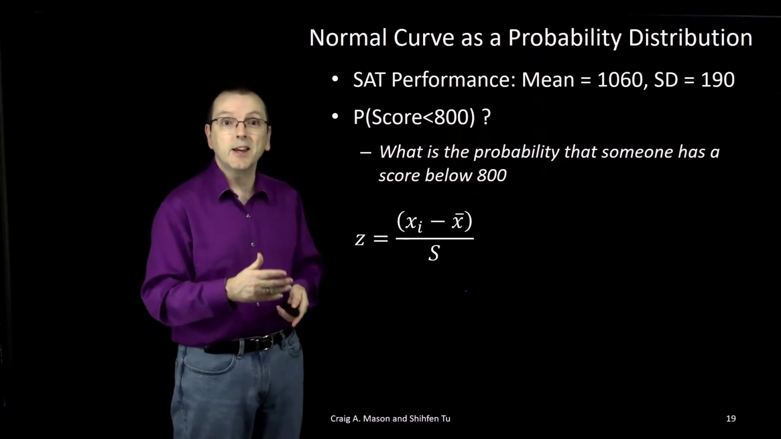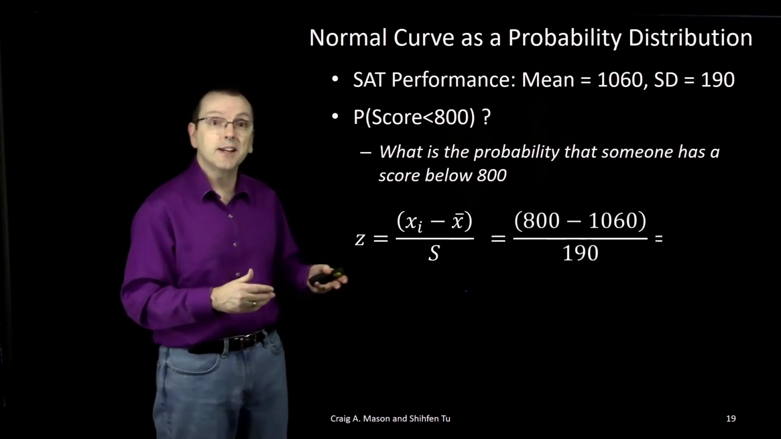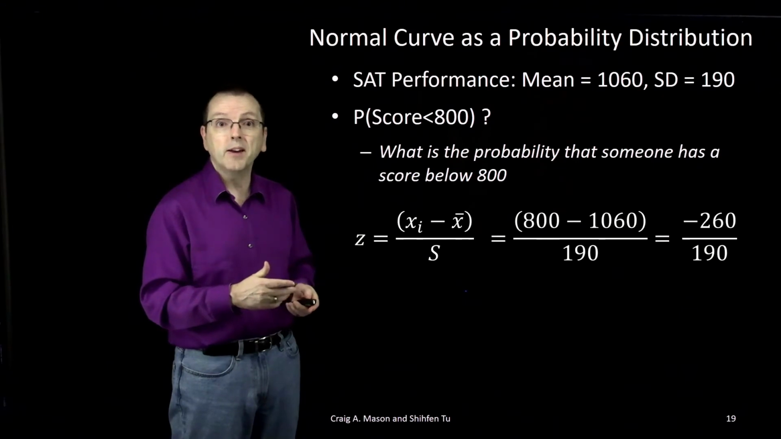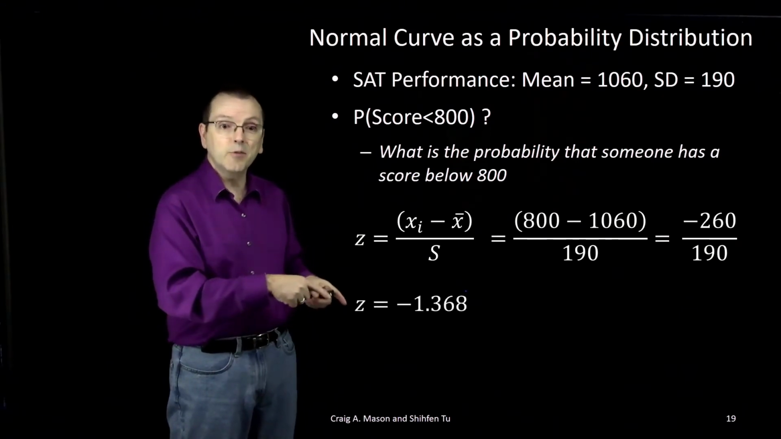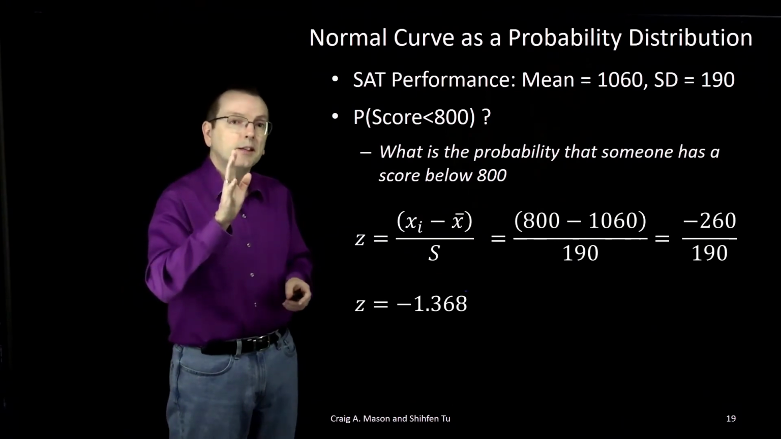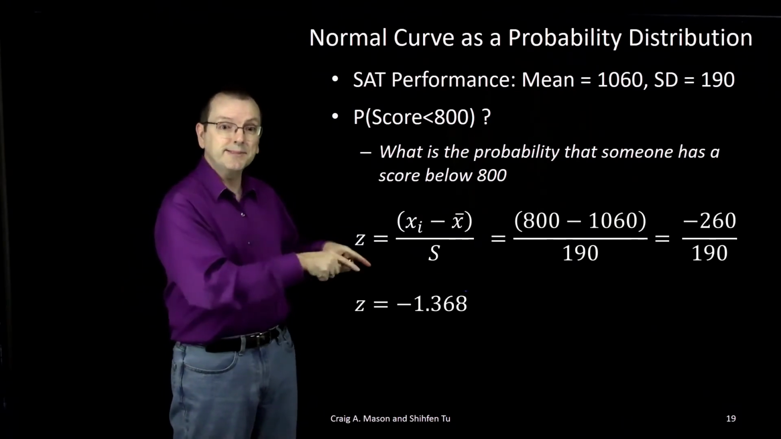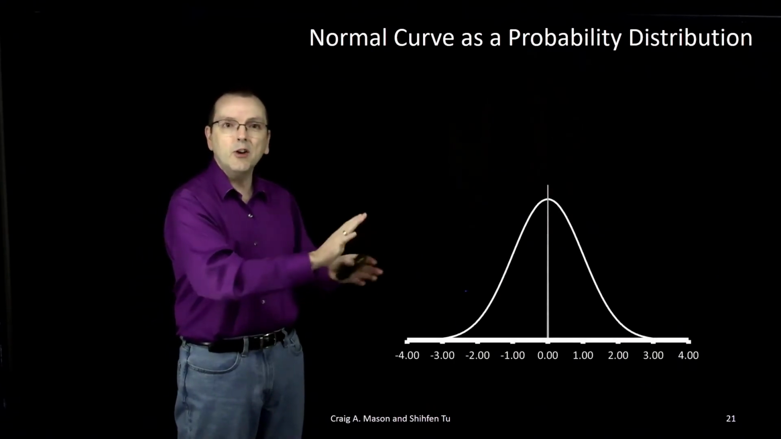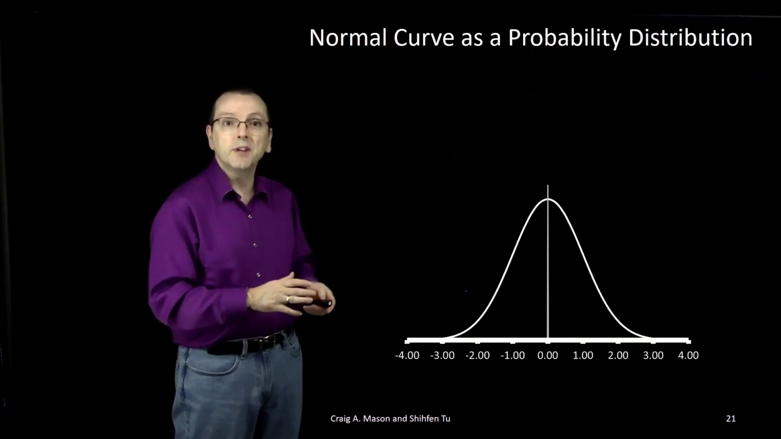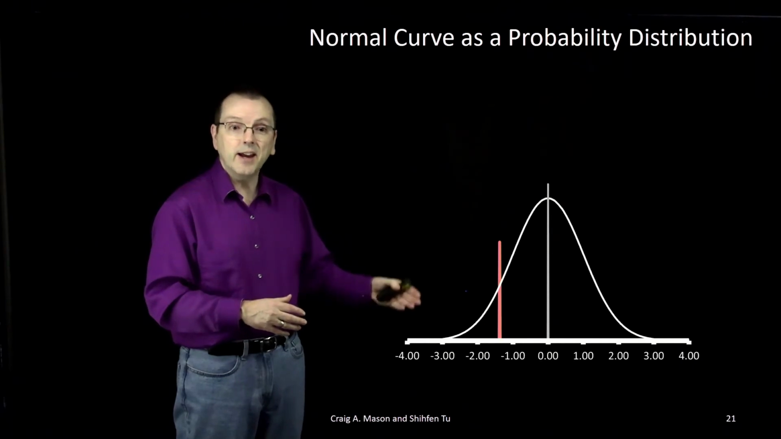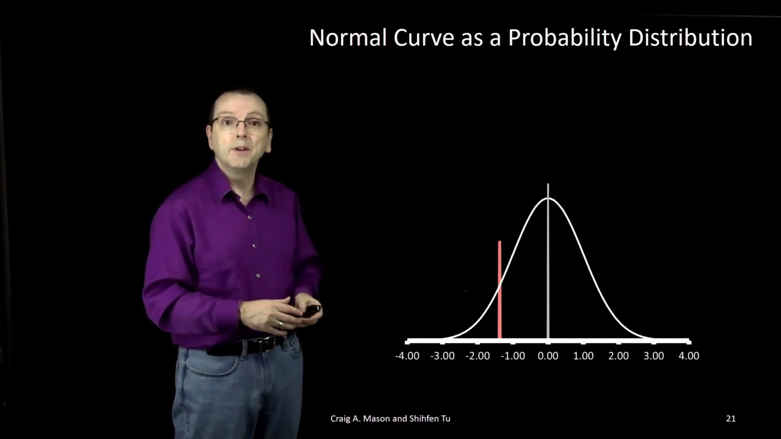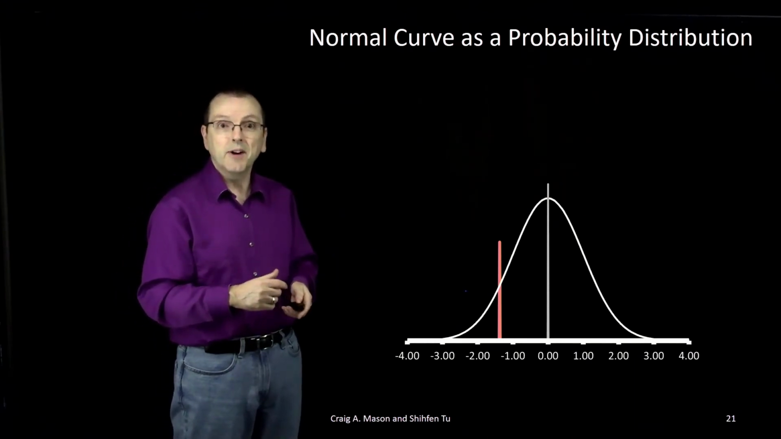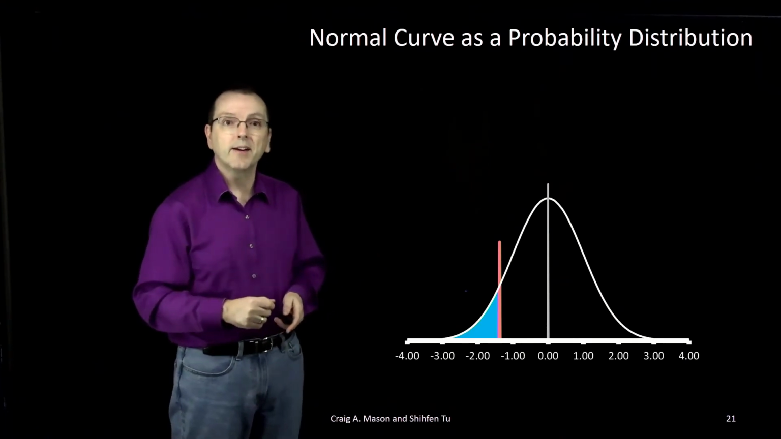In this case, it's z equals 800 minus 1060 divided by 190, or negative 260 divided by 190, which gives us a z of negative 1.368. So the z-score for an SAT of 800 is negative 1.368. And again, we can look at this visually, right? All we need to do is find the z of negative 1.368 on the normal curve. We're interested in the area below a z of negative 1.368, which is this shaded in blue area here.